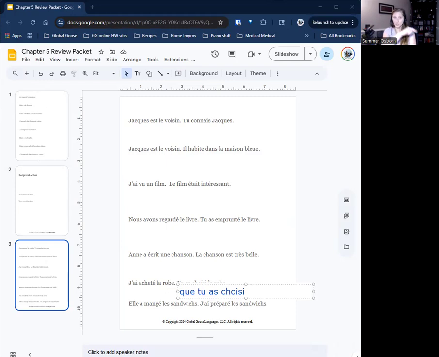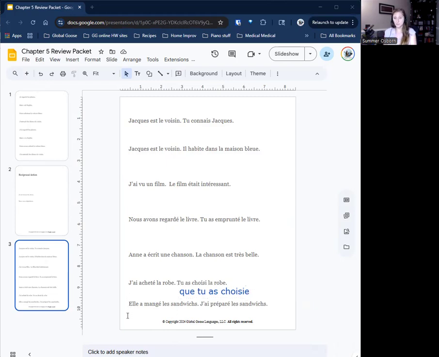But because la robe is before choisi in this sentence and is also its direct object, chose what? Chose the dress. We need to make agreement with la robe. So, j'ai acheté la robe que tu as choisie. We add an E because la robe is feminine. Okay, we'll look at the next example.